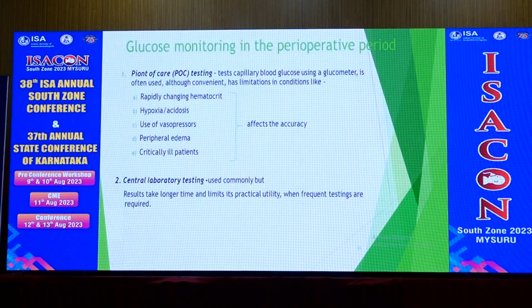Now, before I go on to the management, I would like to tell about the types of glucose monitoring that exist. So, one is point of care testing. We all know that it is very commonly done, testing capillary blood glucose using a glucometer. The advantage is that the results are very quick, but it has certain limitations in conditions like rapidly changing hematocrit, hypoxia or acidosis, use of vasopressors, peripheral edema, and in critically ill patients. So, all these affect the accuracy of the result. The second method is the most commonly used central laboratory testing.